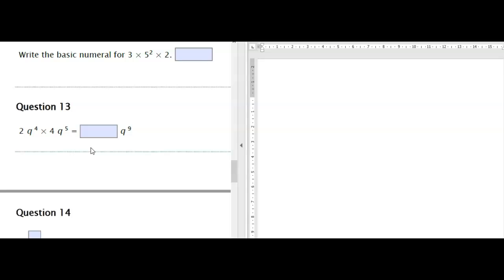So we've got 2p to the power of 4 times 4q to the power of 5. So we multiply these coefficients. So 2 times 4 is 8, p to the power of 4, q to the power of 5.